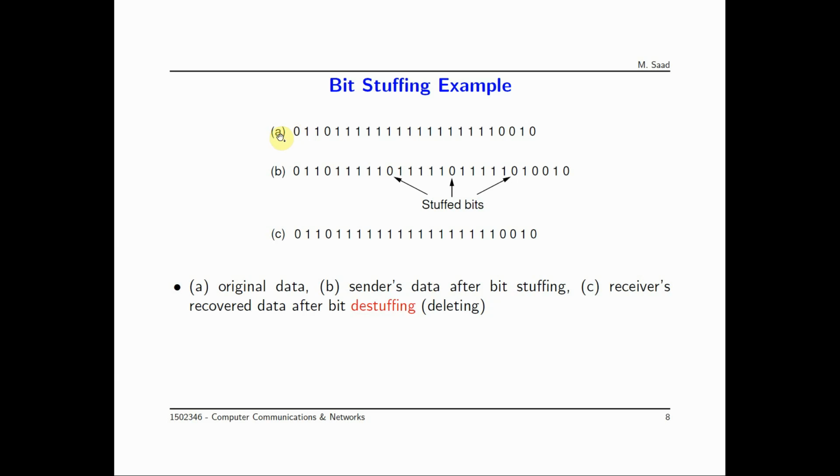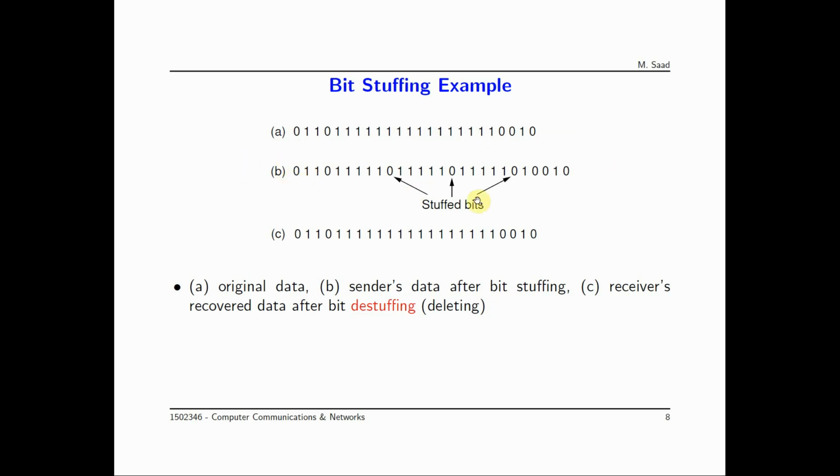So let me repeat again. The sender goes through the bit sequence. If it sees any 5 ones, it will add a 0. 1, 2, 3, 4, 5, we add a 0. 1, 2, 3, 4, 5, we add another 0. 1, 2, 3, 4, 5, we add a third 0, and then comes the rest of the data bits, which don't contain any 5 consecutive ones. So this will be the sequence transmitted by the sender.